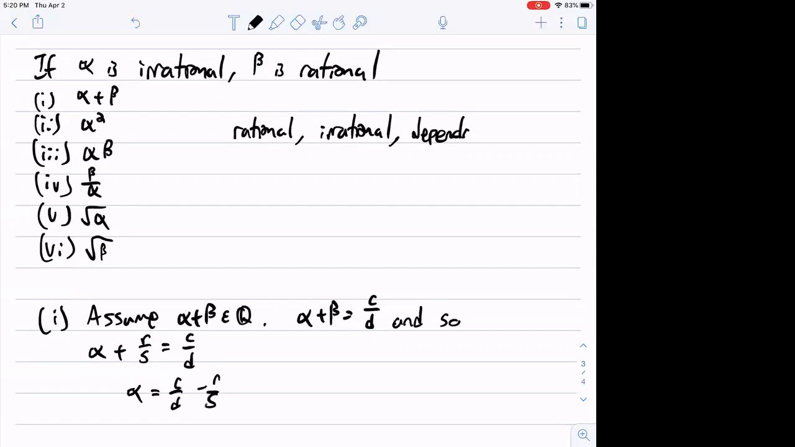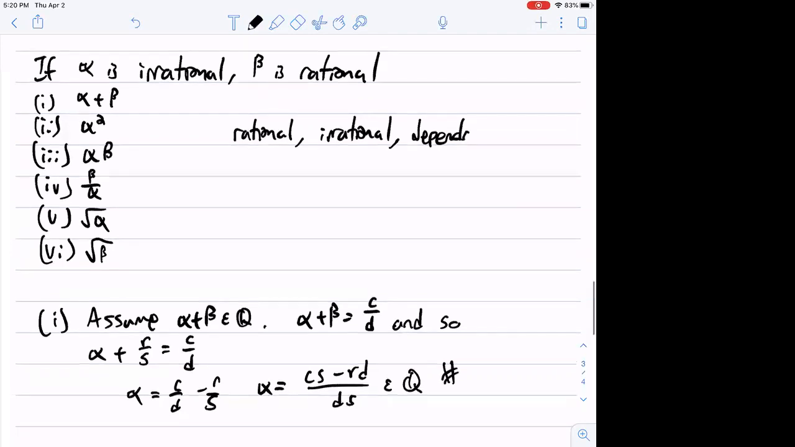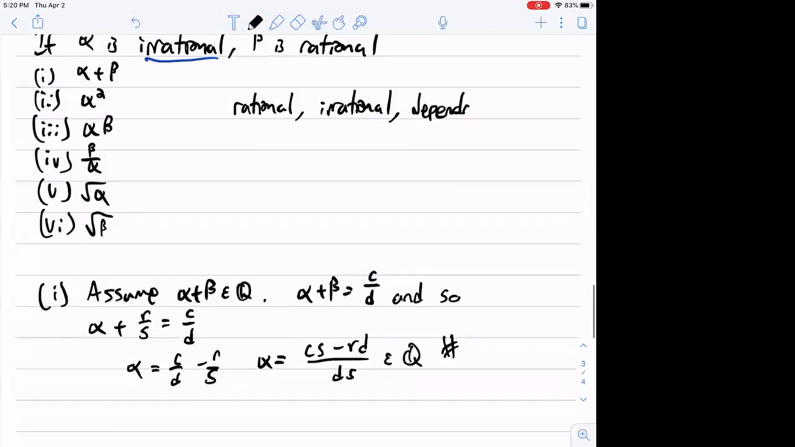Because alpha is, if you just combine, CS minus RD over DS. This is in Q. And that's a contradiction, right? Because we assumed alpha was irrational here. Okay, so that proves one.